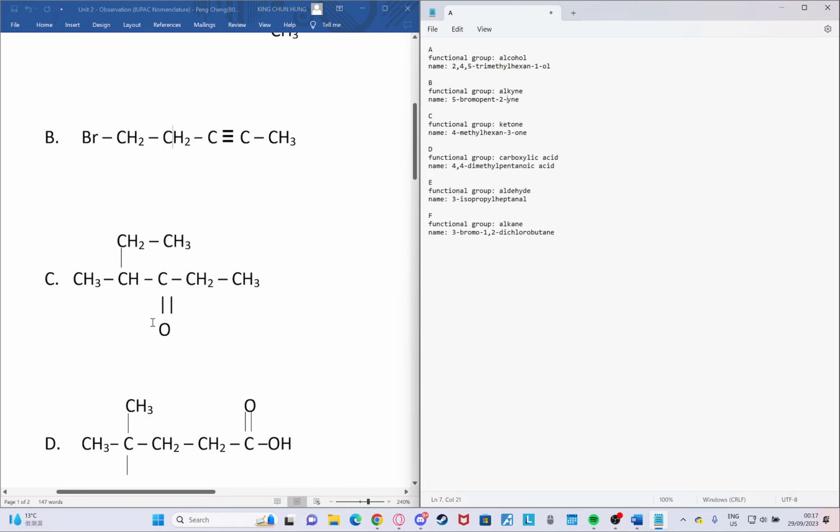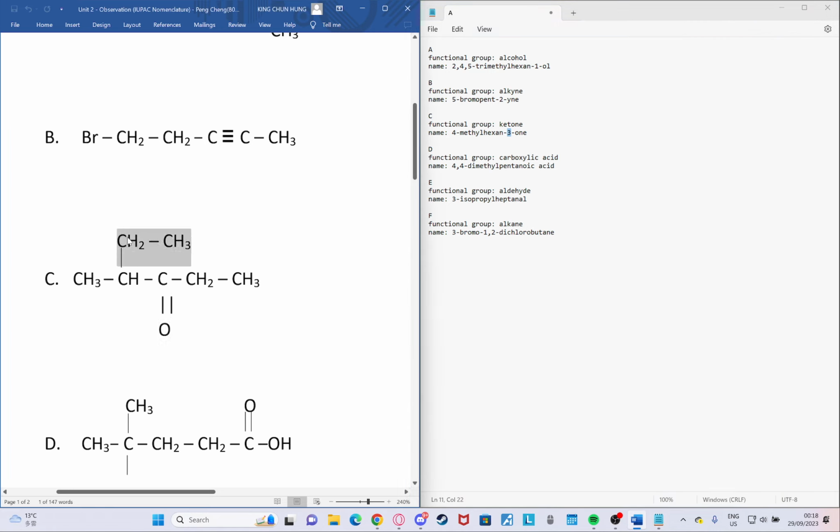And the third one has a carbon bonded to one oxygen, and the carbon is secondary, which is not primary, and therefore the functional group would be ketone. The longest chain would be 1, 2, 3, 4, 5, 6, and the ketone will be placed on the third carbon. The only substituent in this molecule is the methyl on the fourth carbon, and therefore its name would be 4-methylhexan-3-one.